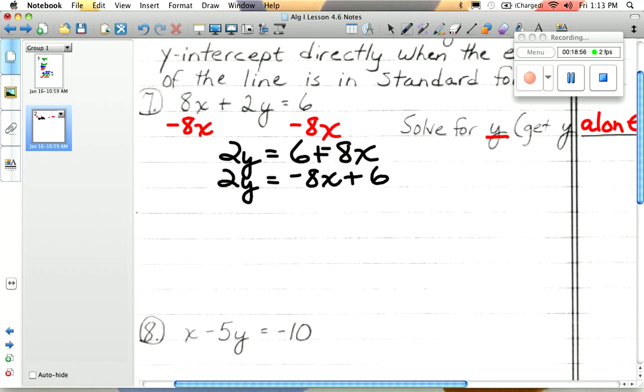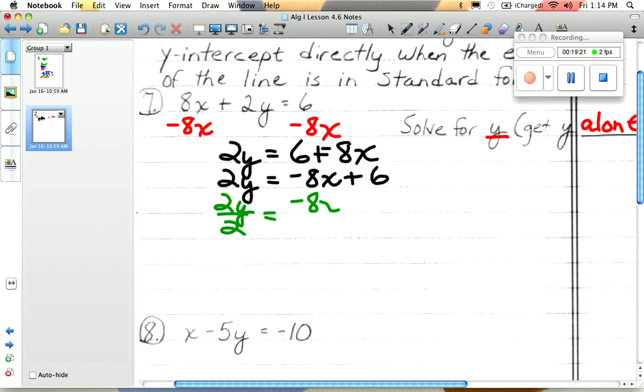And now we'll move on to our last step, which is to do what? Divide by 2. And remember, when we multiply or divide, we have to do it to every piece of the equation. So we're going to have to divide the 2y by 2. We're not dividing by y, you guys. Some of you try to. The y wants to stay there. Don't divide by it.